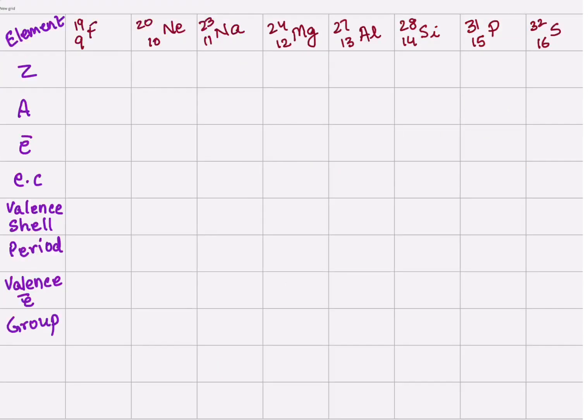So this is the set of the other elements. We've got nitrogen, fluorine with atomic number 9, neon 10, sodium 11, magnesium 12, aluminium 13, silicon 14, phosphorus 15, sulfur 16. Go ahead and try these.